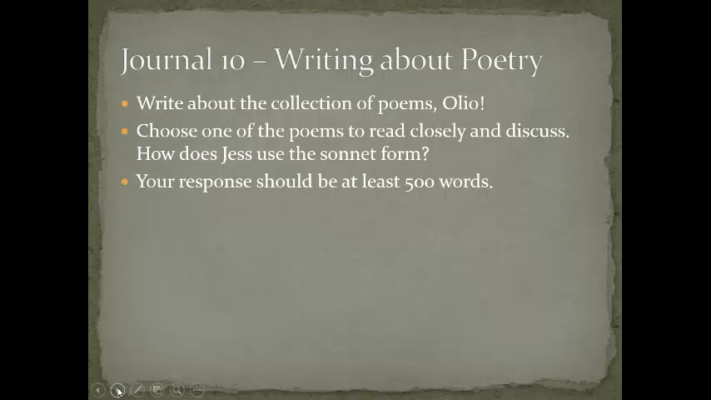So Journal 10 will be, I'd like you to write about that collection of poems, Olio. And when you read through it, I want you to choose one of the poems to read closely and discuss. So I want you to read it, and just like we talked about these last sonnets, I want you to tell me how he uses the sonnet form. Does he change it? Does he stick with it? Does he move the poem around the page? And I want your response to be 500 words. And I want you to tell me what the sonnet is about. Like, do a close reading. So tell me what's being said in the poem, okay?